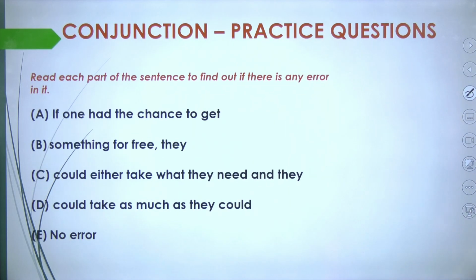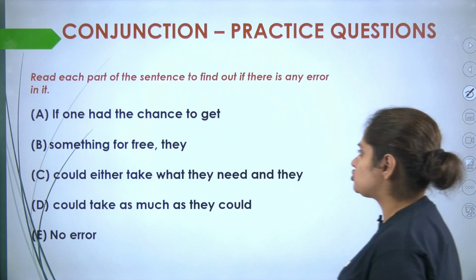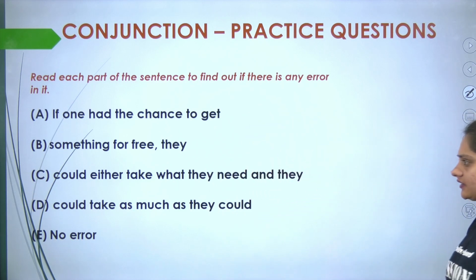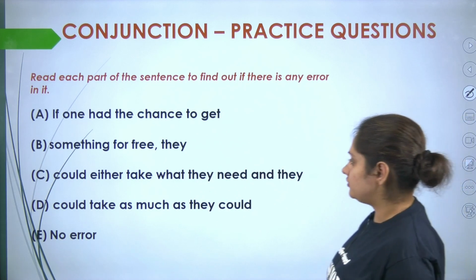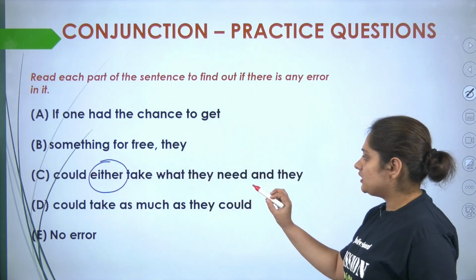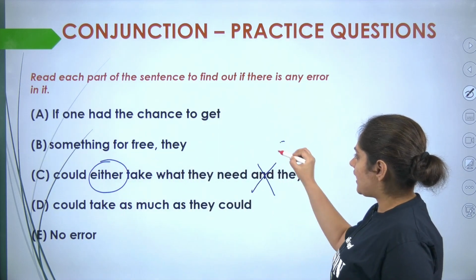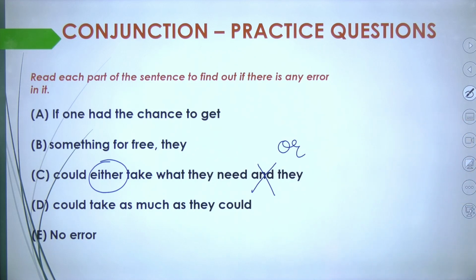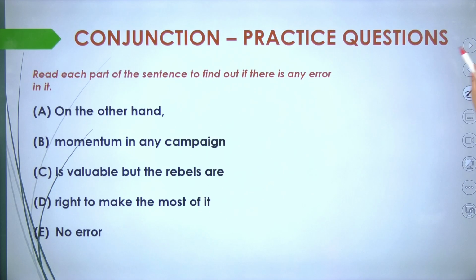Next one, conjunction related error. Let's check what it is. If one had the chance to get something for free, they could either take what they need and they could take as much as they could. Obviously we know there are two cases, and we are talking about choice. So with either we never use and. What is the pairing we always use, like we saw in the rules? Or. With either, always the correlative conjunction pairing or.